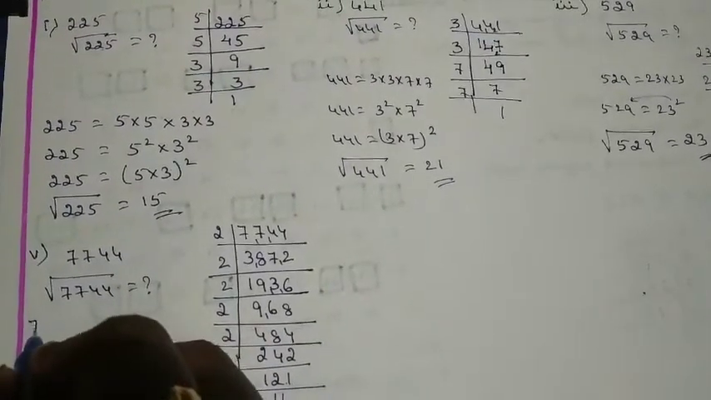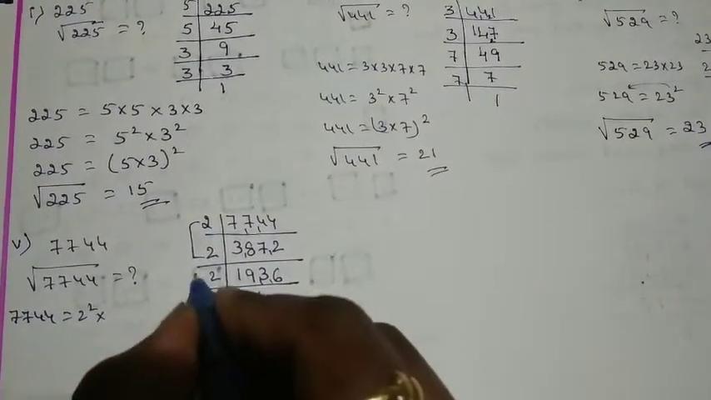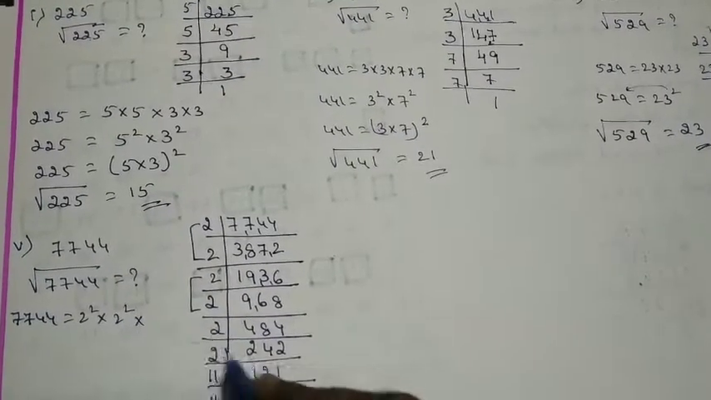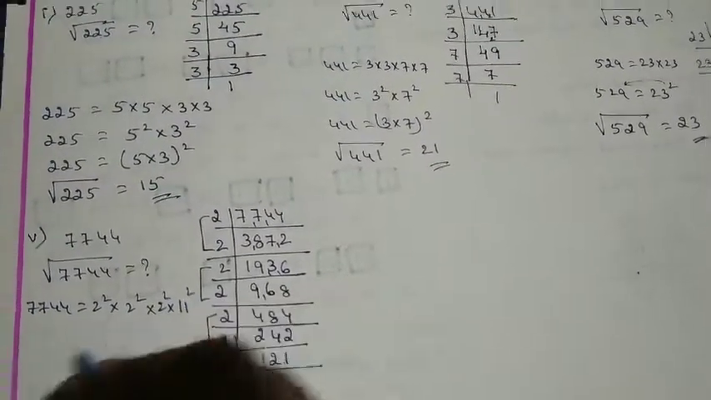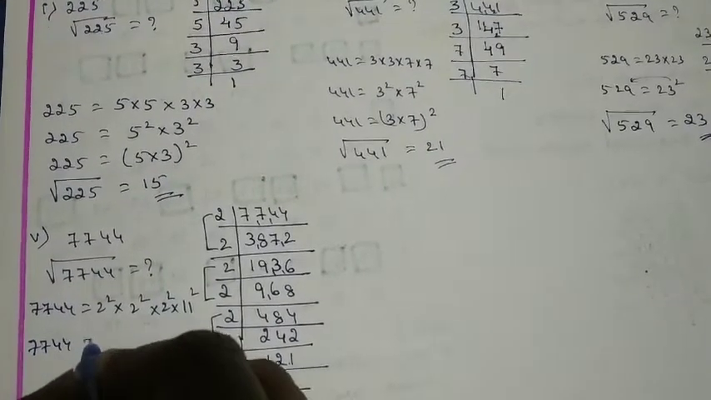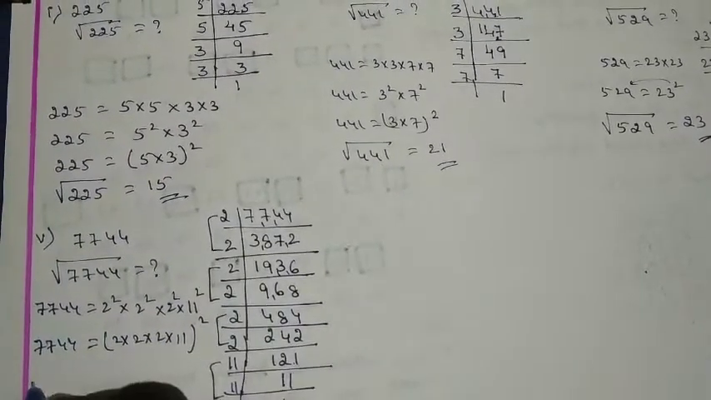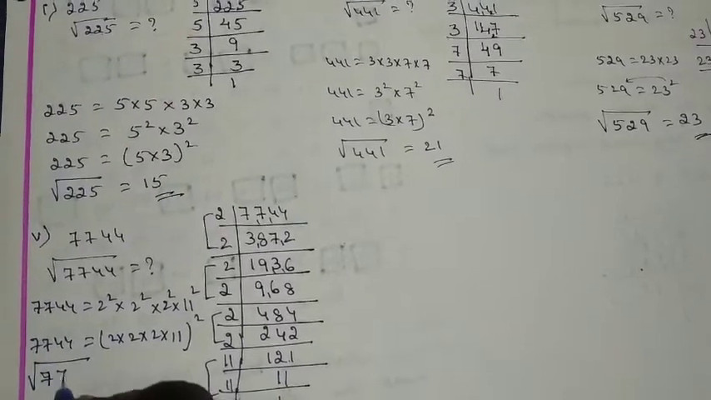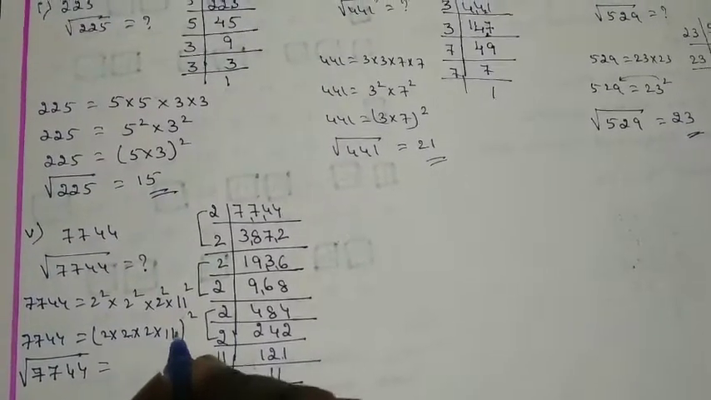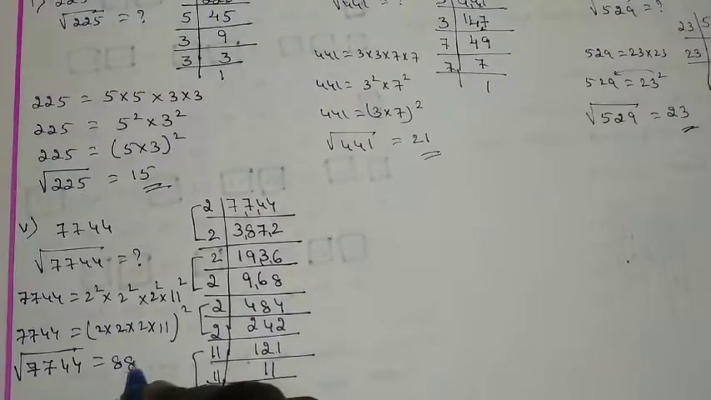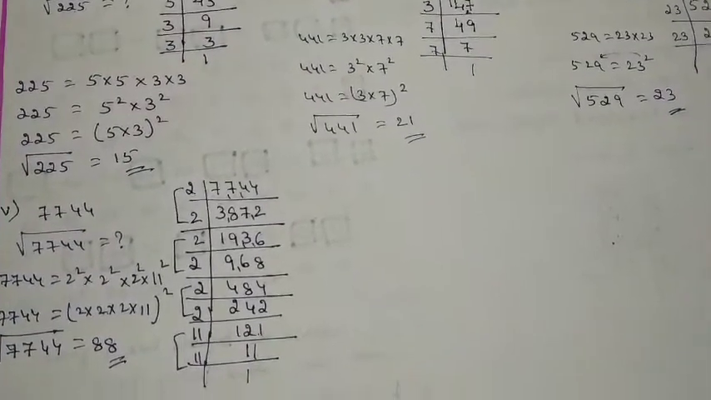Therefore, 7744 can be written as 2 square into 2 square into 2 square into 11 square. Then 7744 is nothing but 2 into 2 into 2 into 11 whole square. Then square sending to the other side, it becomes square root. Therefore, square root of 7744 is nothing but 2 2s are 4, 4 2s are 8, 8 11s are 88. So 88 square is 7744, or square root of 7744 is nothing but 88.